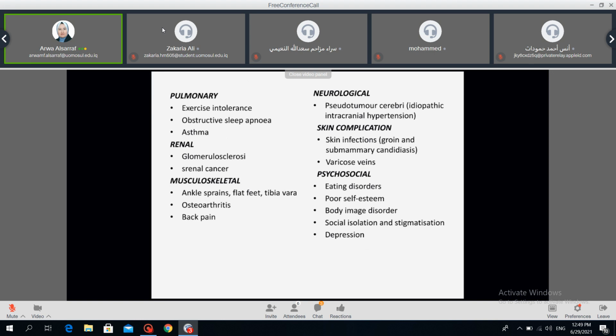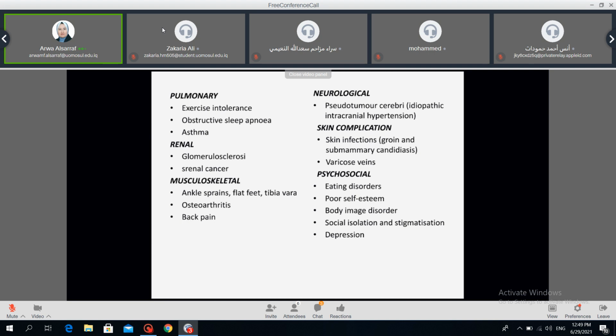Regarding the neurological complication of obesity, there is a state called idiopathic or benign intracranial hypertension. That's to say there is increased intracranial pressure in obese persons without the presence of an underlying brain lesion. So it will cause chronic headache and dizziness.